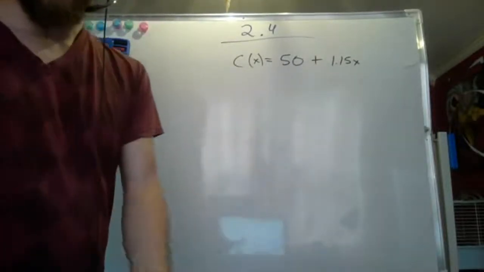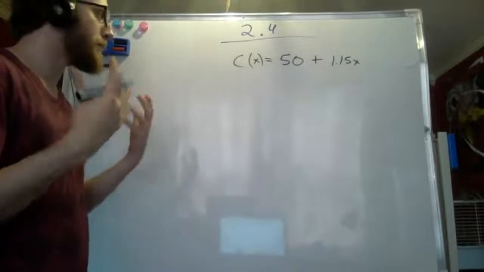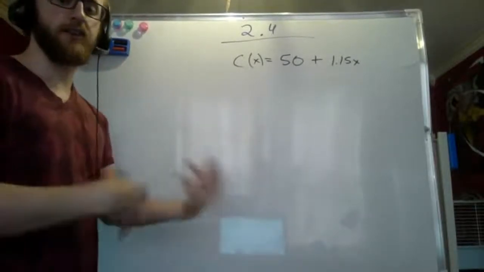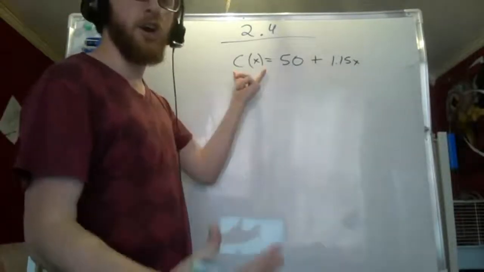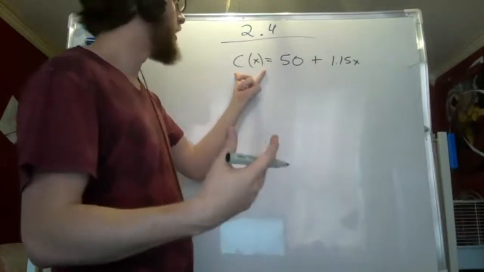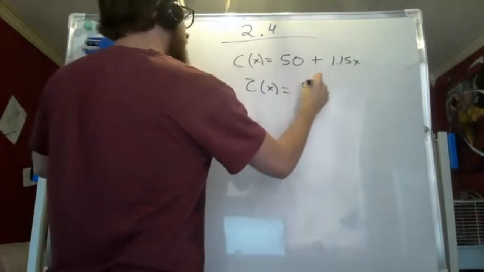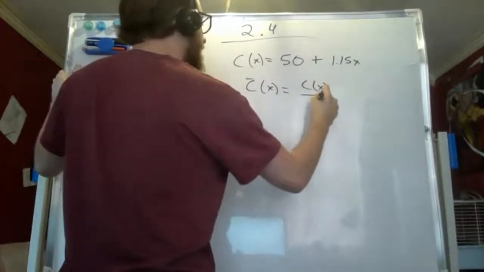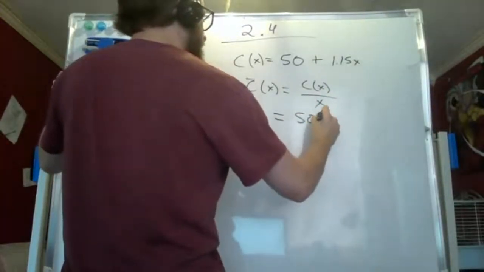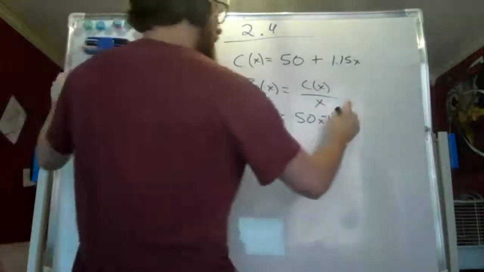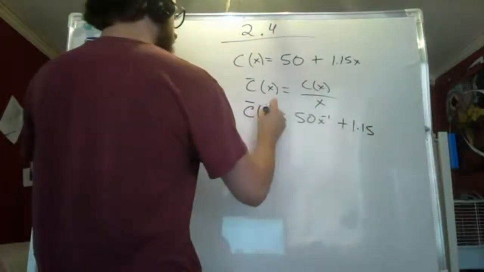The rest of the word problem now says find the marginal average cost, like that other problem we worked through. So we already have our cost function. Now we need to find our average cost before we can find the marginal of it. So what is the average cost? Well, C bar is equal to C of x divided by x. So that's going to be 50 divided by x, but I'm going to go ahead and write that as 50x to the negative first, plus $1.15. So there's our C bar.